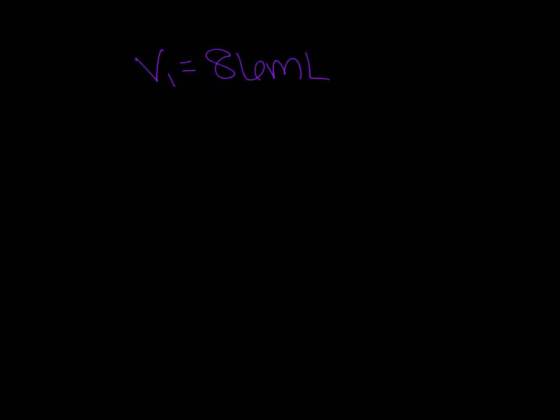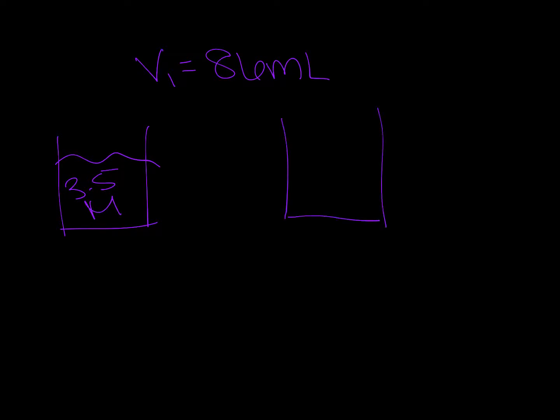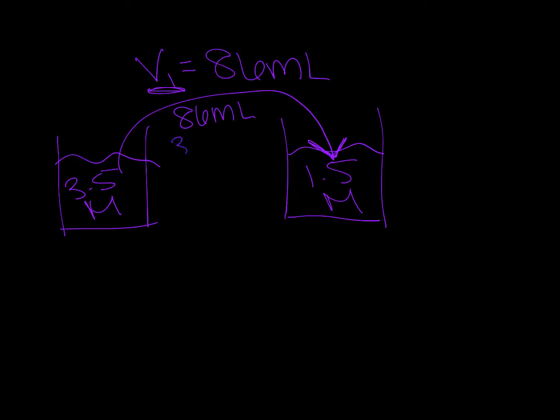So we got a number, but what exactly does this number mean, that V1 is equal to 86 milliliters? So basically what this means is that, say, we have a container of our 3.5 molar solution, and we want to set up our container over here with a 1.5 molar solution. What this V1 essentially means is that into our second container, we're putting 86 milliliters of the 3.5 molar solution.